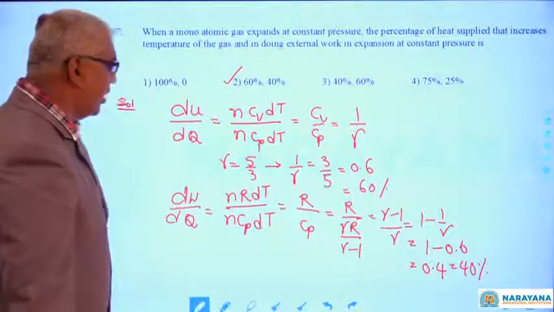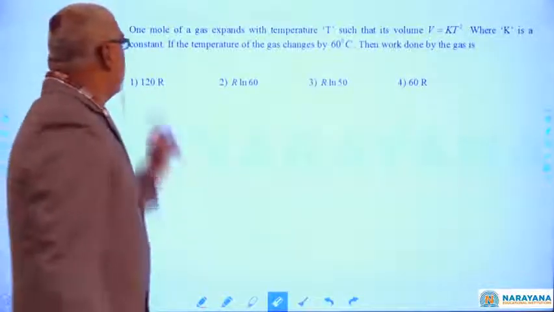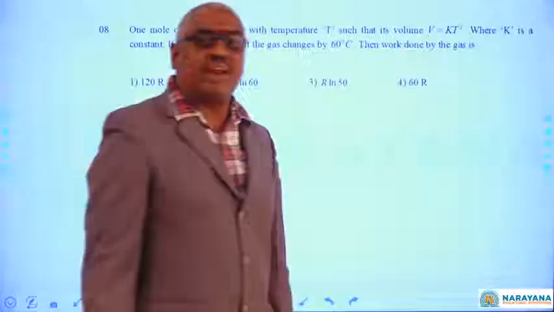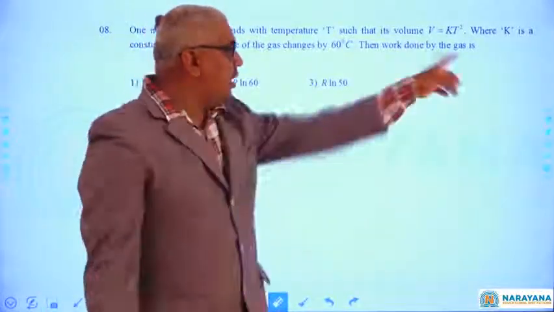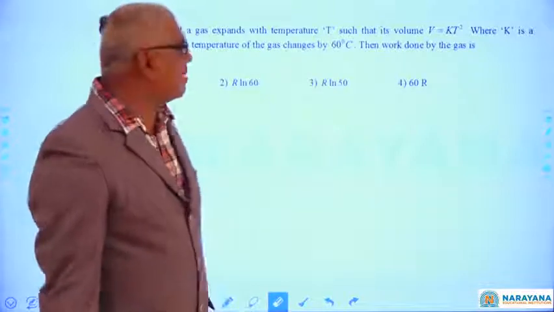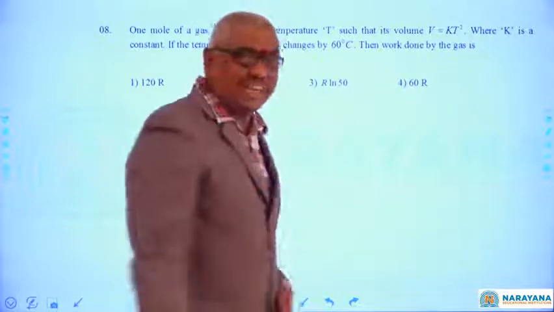Fine. Now we are into the 8th problem. See question number 8. One mole of a gas expands with temperature T such that its volume V is given as kT square, where k is a constant. If the temperature of the gas changes by 60 degrees Celsius, then the work done by the gas is, he wants, about the work done actually.